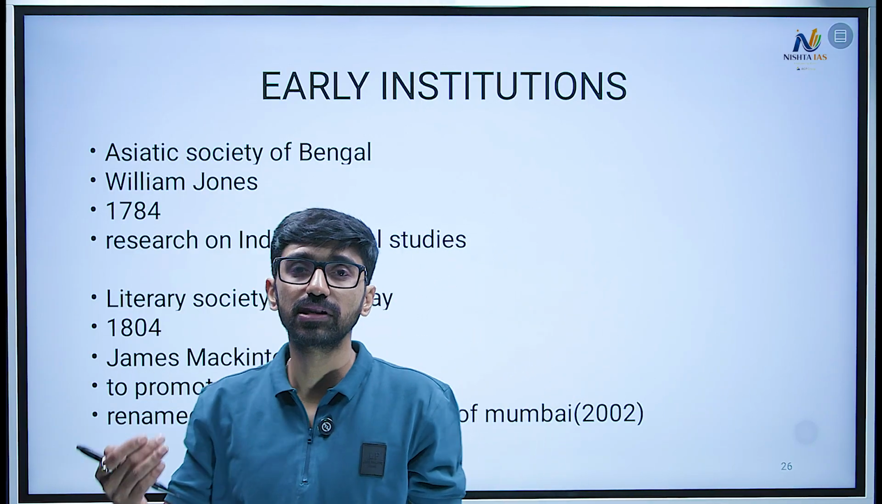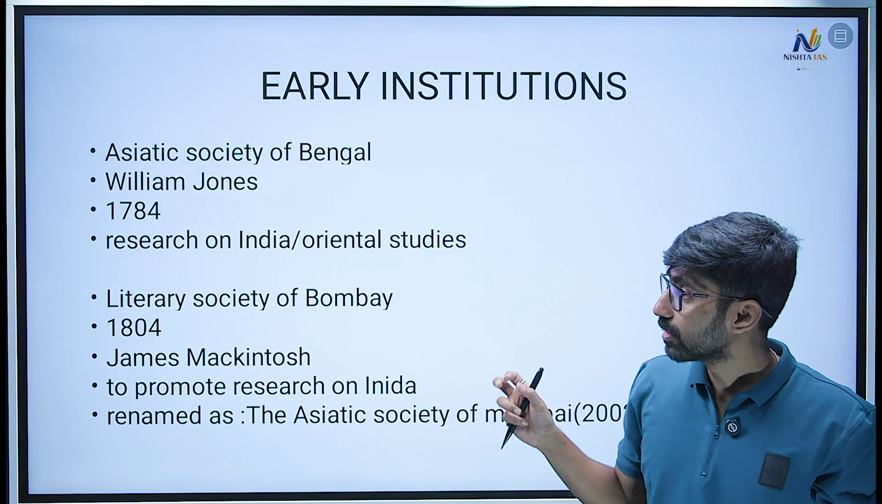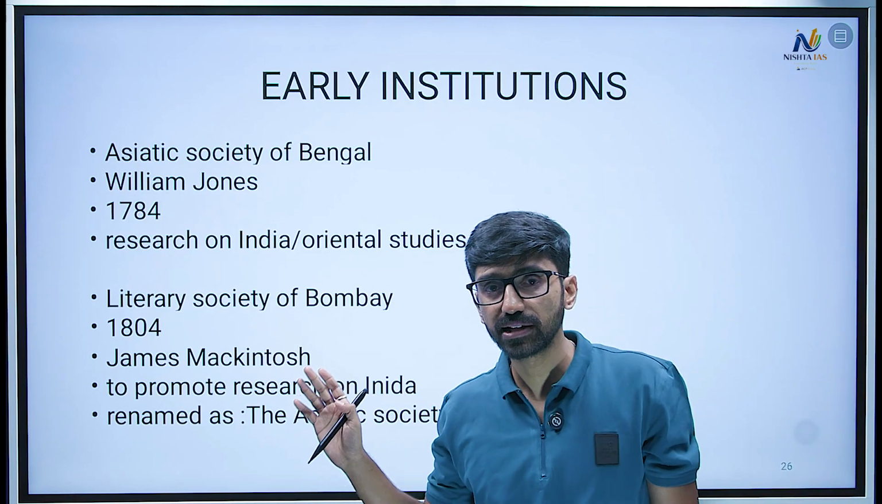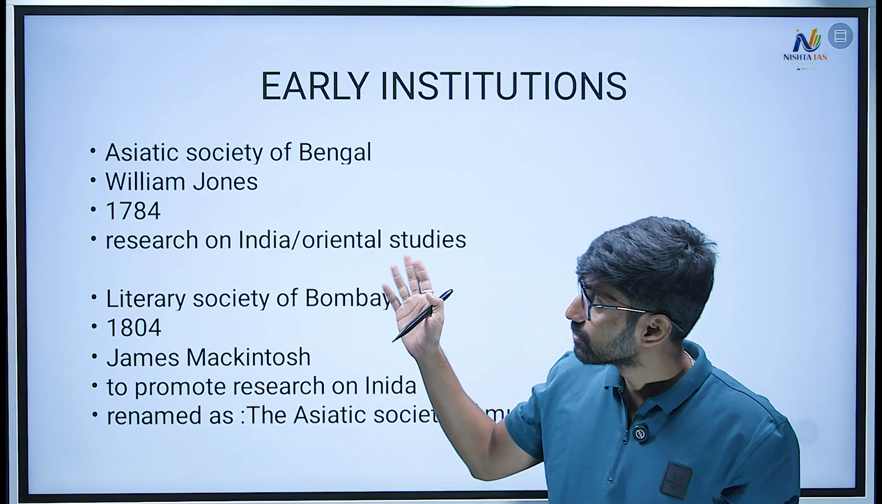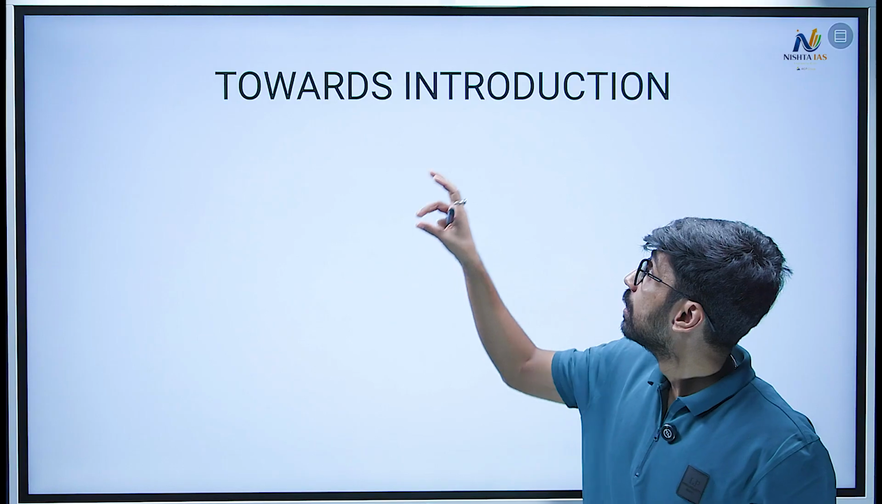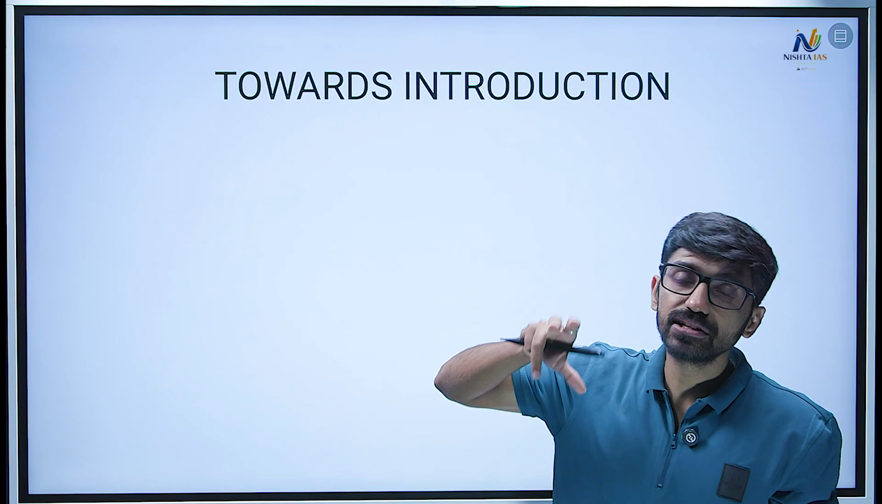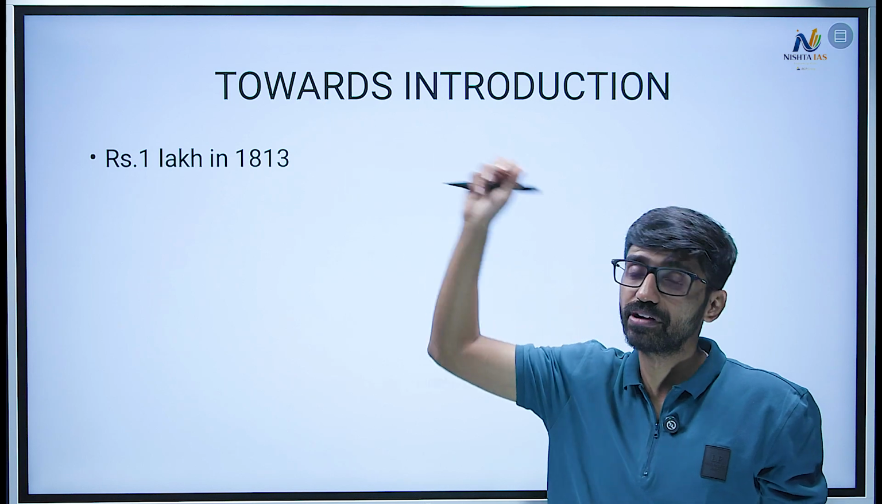So these are early educational institutions that were established by Britishers, particularly we can say Calcutta Madrasa, and then again we can talk about Sanskrit College, Asiatic Society of Bengal, Asiatic Society of Bombay or Mumbai. Okay, now towards the introduction of what? English education system. 1 lakh rupees was given in 1813, the Charter Act of 1813.